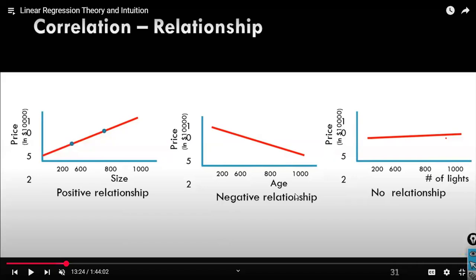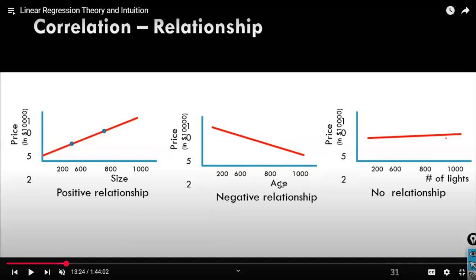This is called a positive relationship. When one variable increases, the other variable decreases, that is your negative relationship, an inverse relationship. There is a relationship. If somebody asks you in the interview, hey, what is the relationship? Does any correlation exist between these two variables? Yes.